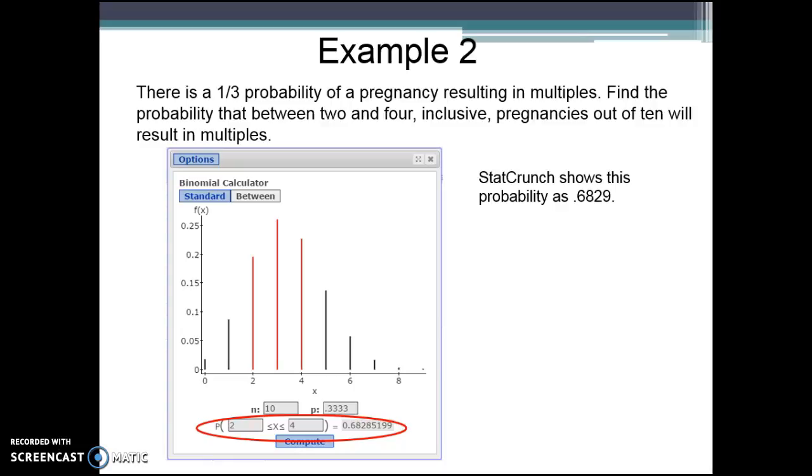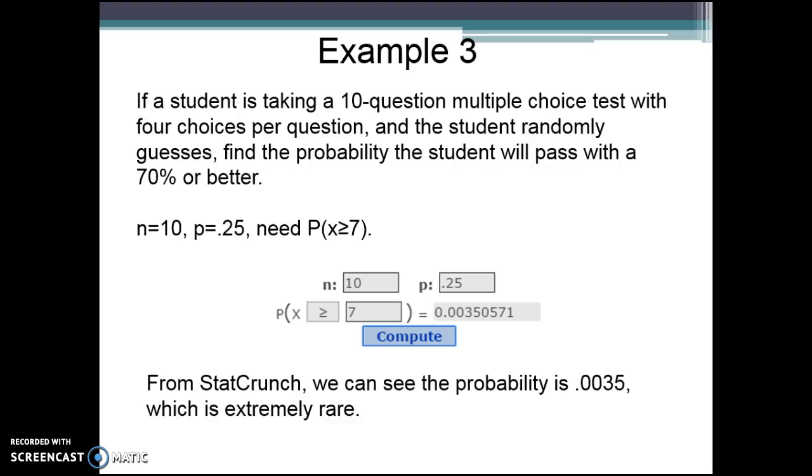For the second example, if we wanted to know the probability that between 2 and 4 inclusive of the 10 pregnancies would result in multiples, our N was 10, our P was 1/3, so 0.3333. And then we have between 2 and 4. And that gave us a probability of 0.6829. Okay, so I'm letting you do these in StatCrunch. The formula is pretty nasty, so we'll just go straight there.